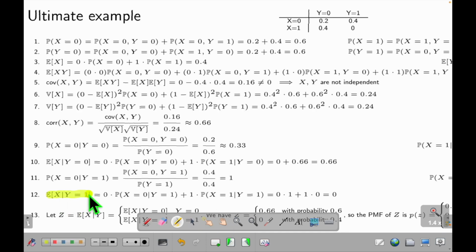The expected value of x given that y is 1, it will be what? It will be the value of x that is 0 times the probability x is 0 given that y is 1, plus x is 1 times the probability x is 1 given that y is 1. So it will be this value times this probability plus this value times this probability, which is 0. So what does it mean? It means if we know that y is 1, on average, what is x? 0. Look at here. If y is 1, then 100% the chance will be here. No chance x will be 1. So the expected value should be 0.